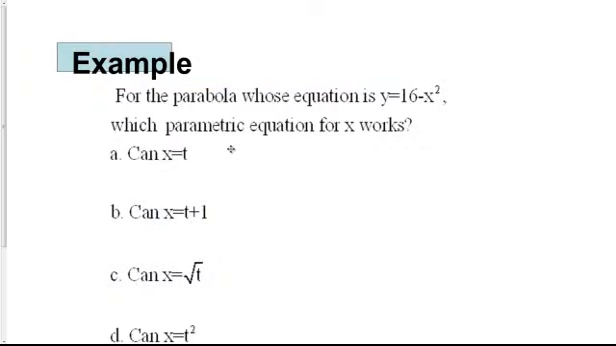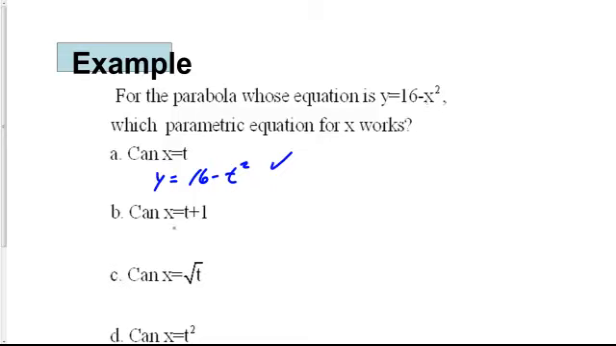So in this case here, if I look at this example and I begin to substitute, so I said x is equal to t, so if I substitute x in place of t here, I get y is equal to 16 minus t squared. So that parametric equation will work because it gives me x and t's are interchangeable here.